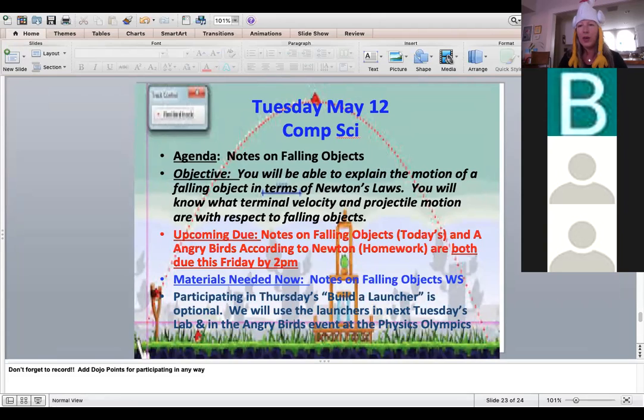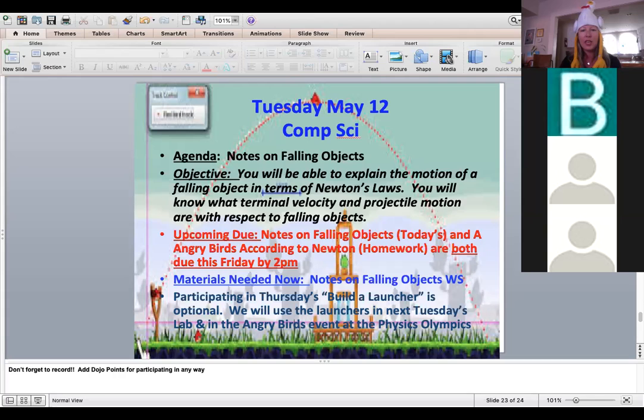So today we are taking notes. And I know that is probably not the most exciting thing that we ever do in this class, but I do have good news. These are the very last set of notes that we will take in comp science this year. So this is it. This is the last of our information. And it's about objects that are falling. And so that's what we will be talking about today.